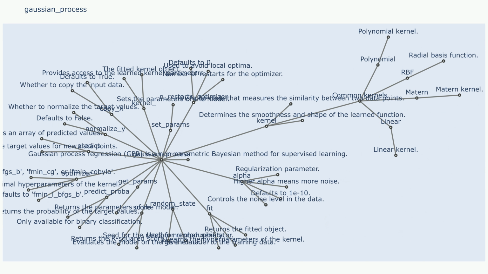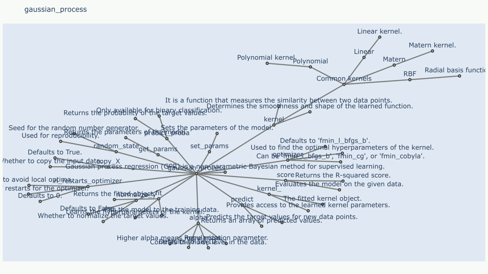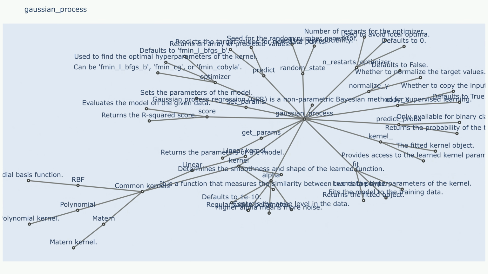Conclusion: Gaussian processes are a powerful and versatile tool for modeling functions and making predictions. The flexibility of their non-parametric nature, combined with their ability to quantify uncertainty, makes them well suited for a variety of applications. By understanding the key components and parameters of the Gaussian process regressor and Gaussian process classifier classes in scikit-learn, you can effectively implement and customize these models for your specific needs.